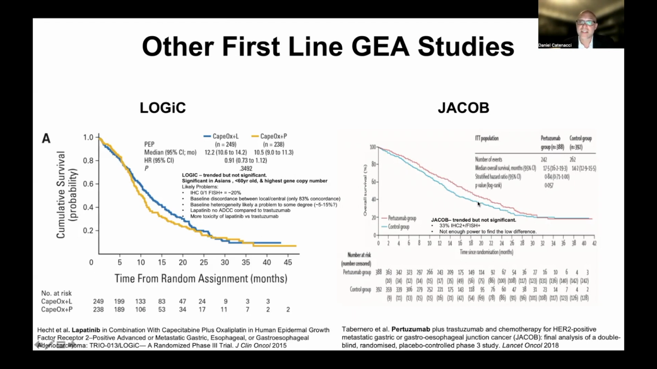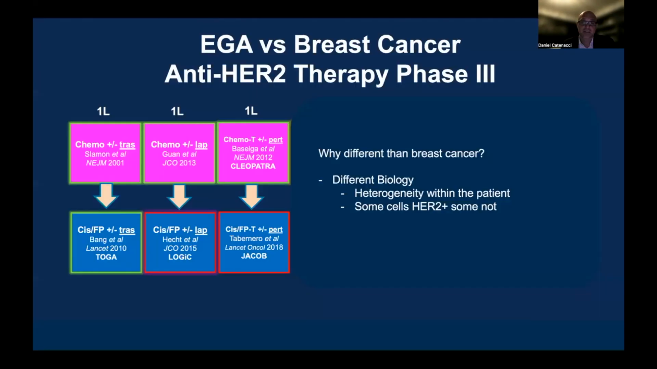However, this is the only study that we have looking at pertuzumab to date in this disease and in this first line setting. And so it is not a standard option. So lapatinib and pertuzumab: negative studies in the first line setting and not considered standard. This is in stark contrast to breast cancer, where studies with trastuzumab, studies with lapatinib, or studies with trastuzumab plus pertuzumab were all positive. Whereas in gastric cancer, only the ToGA study with trastuzumab was positive, but the LOGIC study with lapatinib and the JACOB study with pertuzumab were negative.